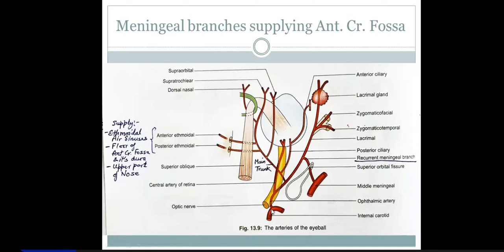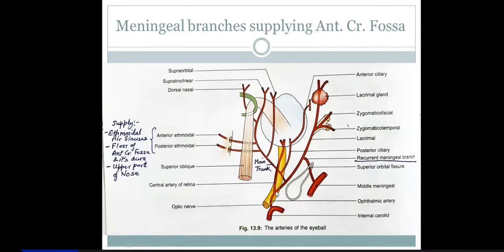Now, ophthalmic artery along with the optic nerve enters into the orbit, right, to supply all the structures within the orbit. Then in the orbit this gives us the lacrimal branch. This is the main trunk, right? Before that, it also gives a branch to the central artery of the retina, right?